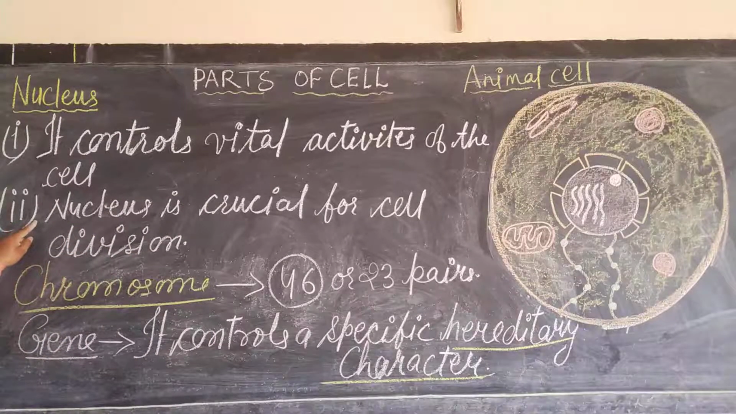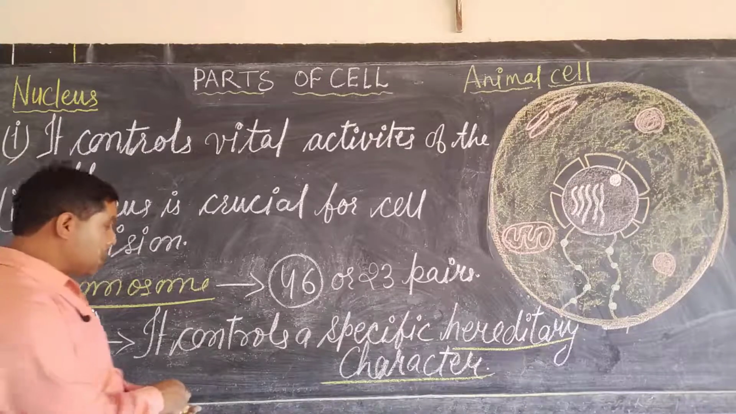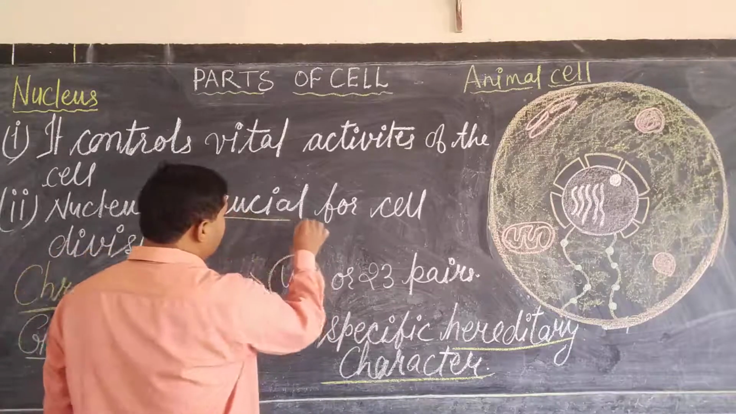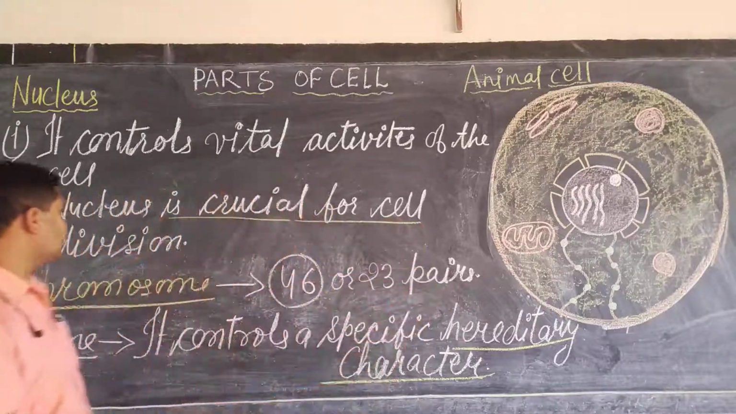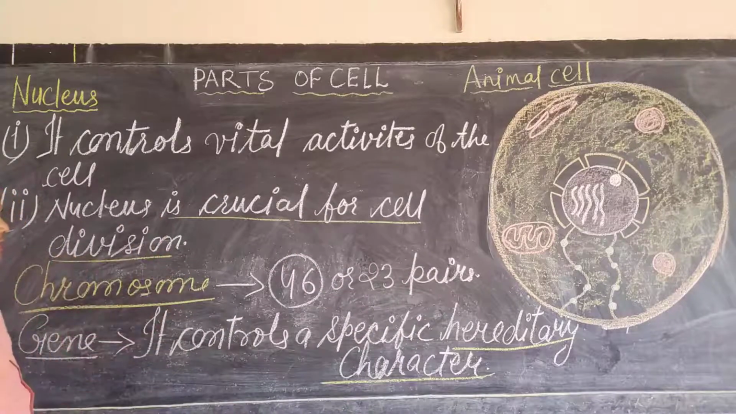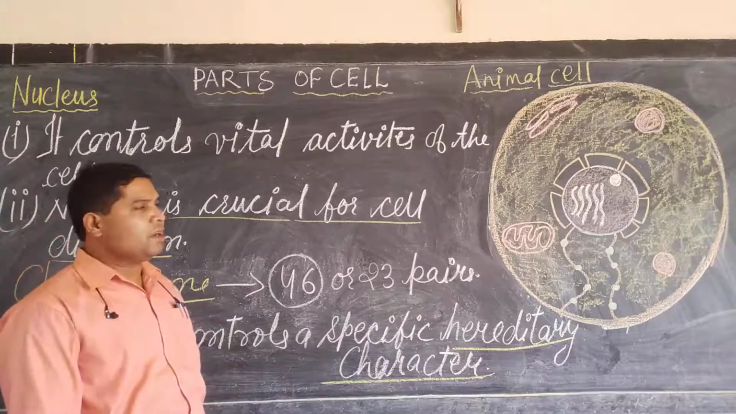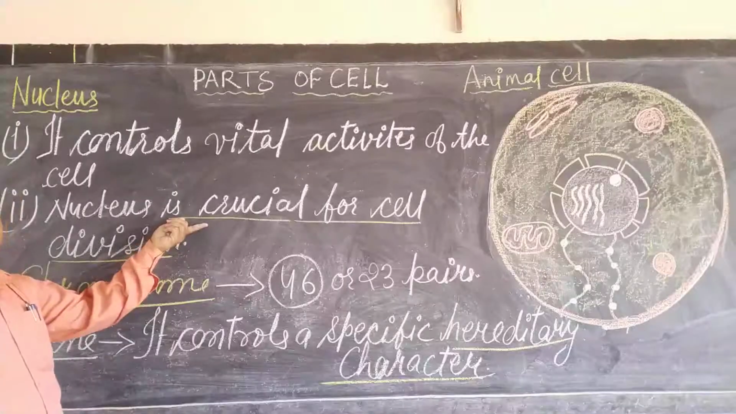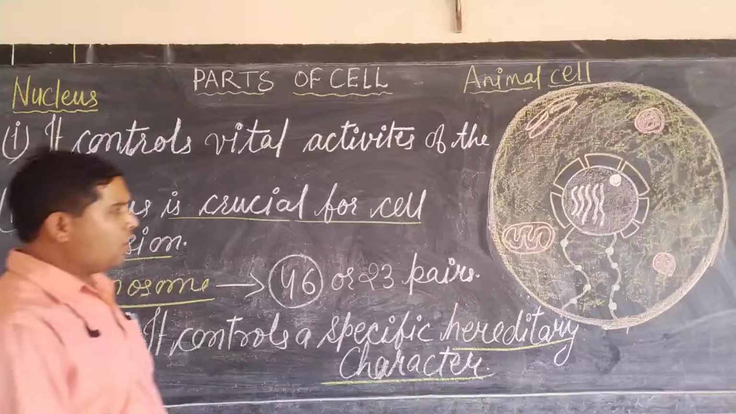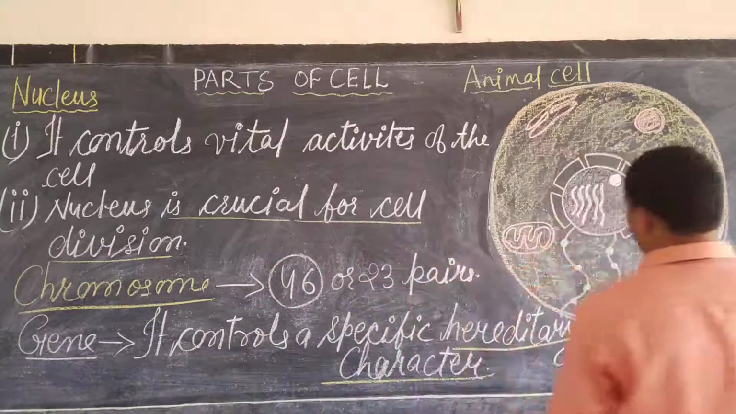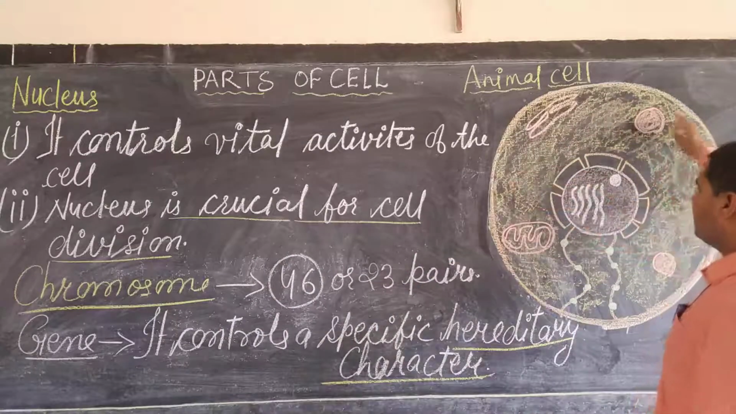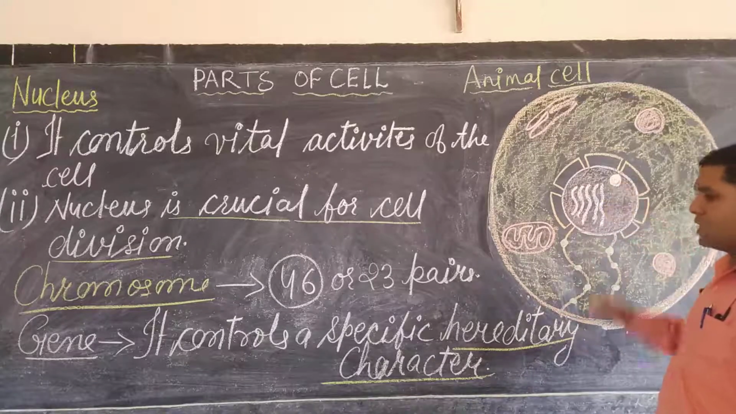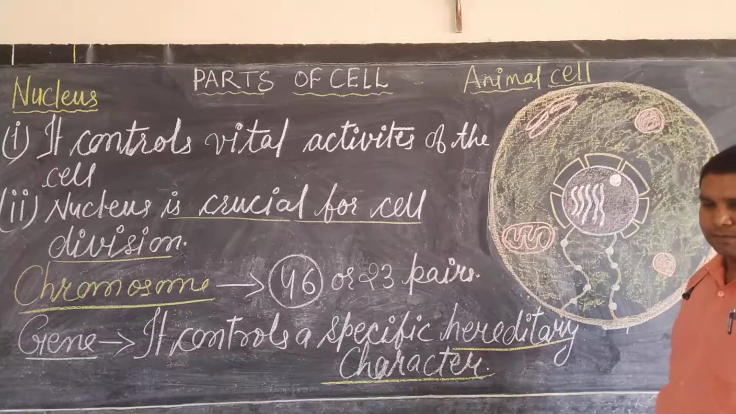Next important function of the nucleus. The nucleus is crucial for cell division. Dear student, you should know the nucleus is important for cell division. The animal cell is also controlled in its division by the functioning of the nucleus, dear student. Or also you can say all the important functions of the cell are controlled by the nucleus, and the nucleus is known as the brain of the cell.